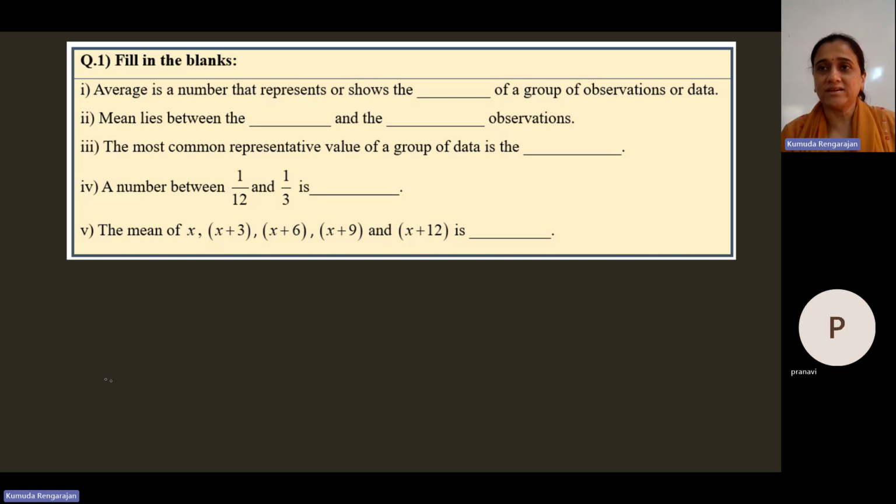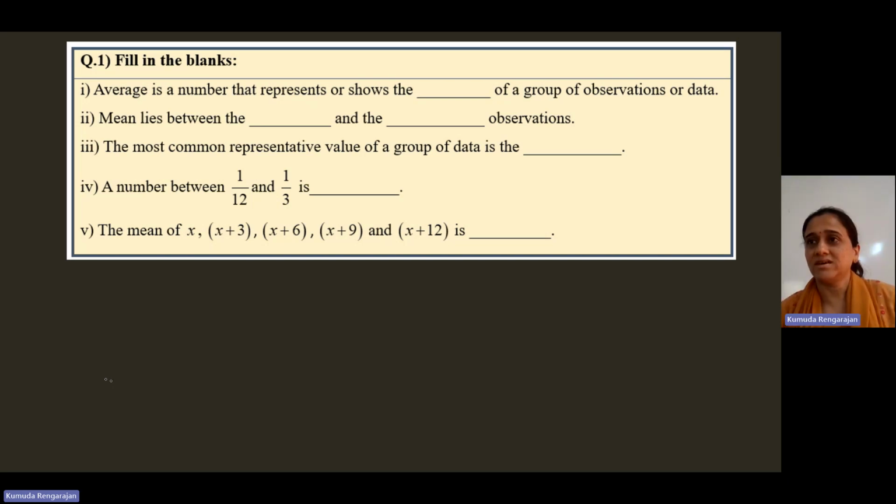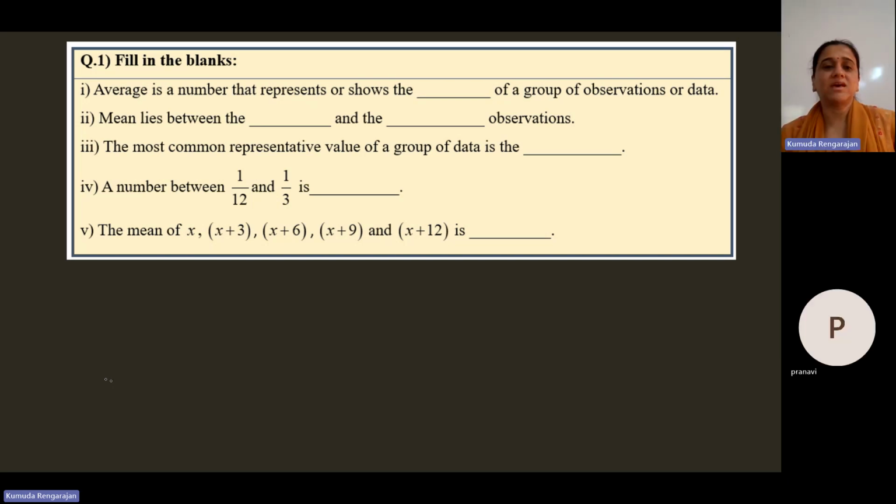So average is like, as I just mentioned, the class monitor or the school captain, or the principal of a school who represents all the teachers, right? You can take so many examples: the prime minister of our country, the president. That one person who represents the nation. In the same way, average is that number that represents the entire data.